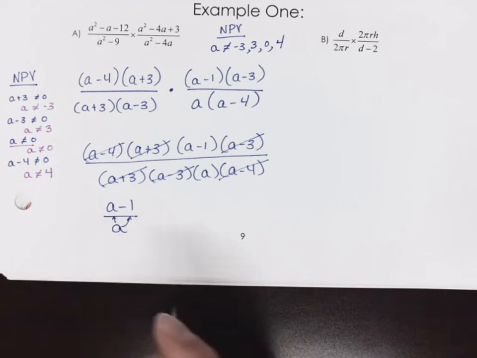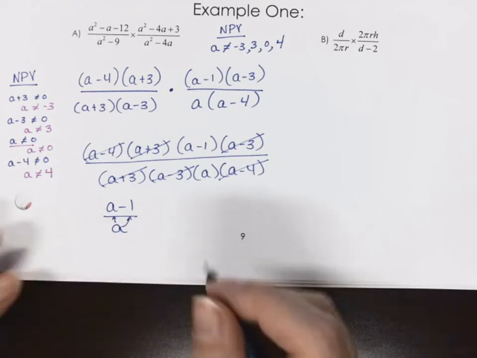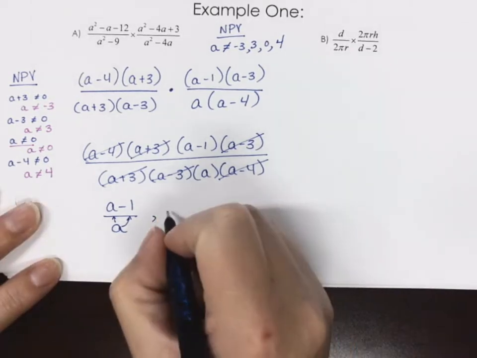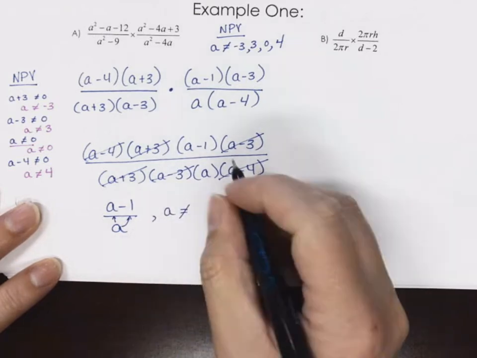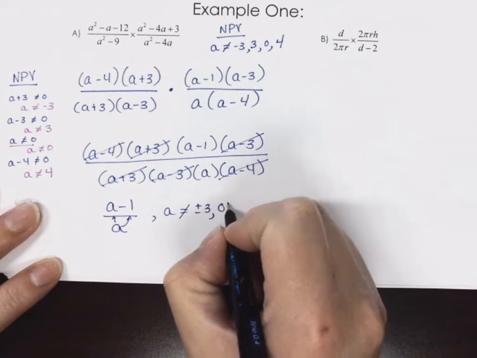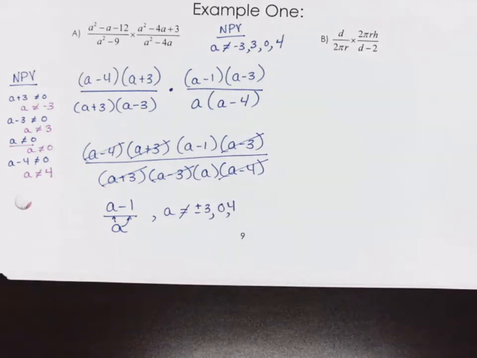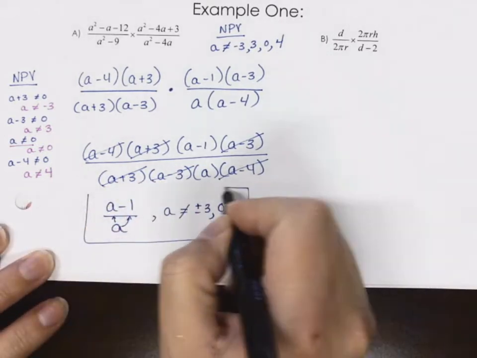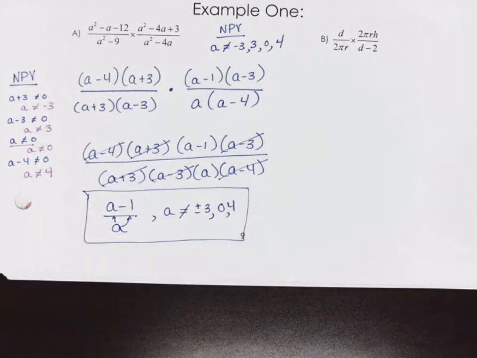What's the only other piece I'm missing? My NPV. So comma, A cannot equal plus minus 3, 0, and 4. That is my answer. Remember that we have no equal sign, so we're not solving for anything. Easy peasy. All right, you ready for the next one? Next one's easier but harder.